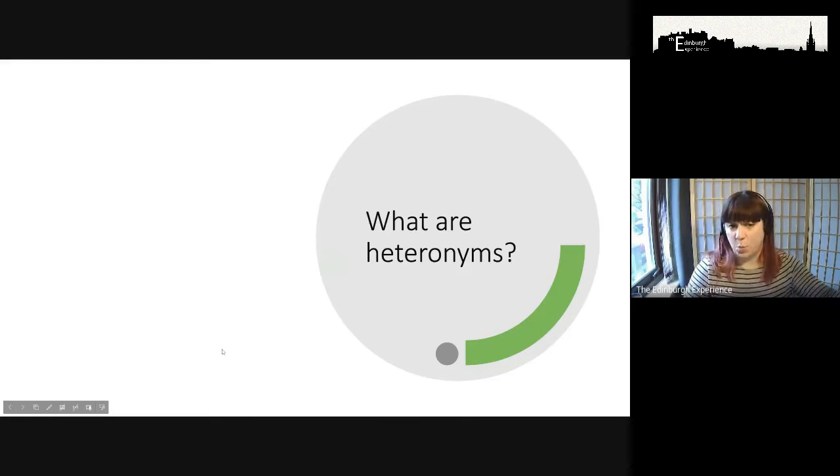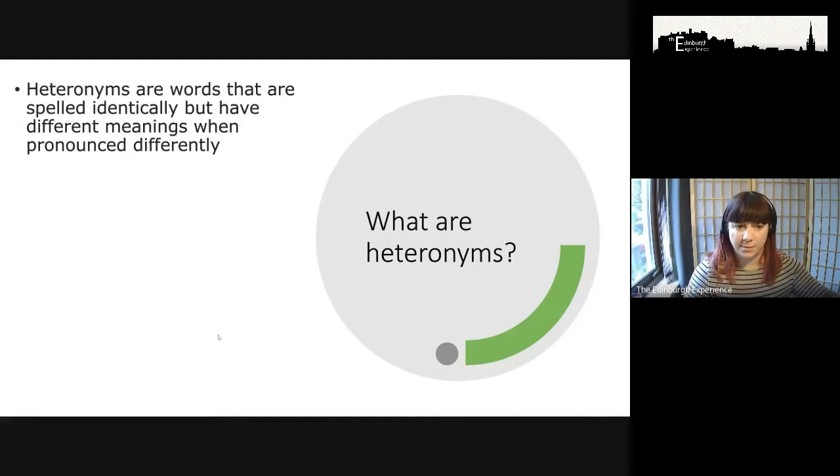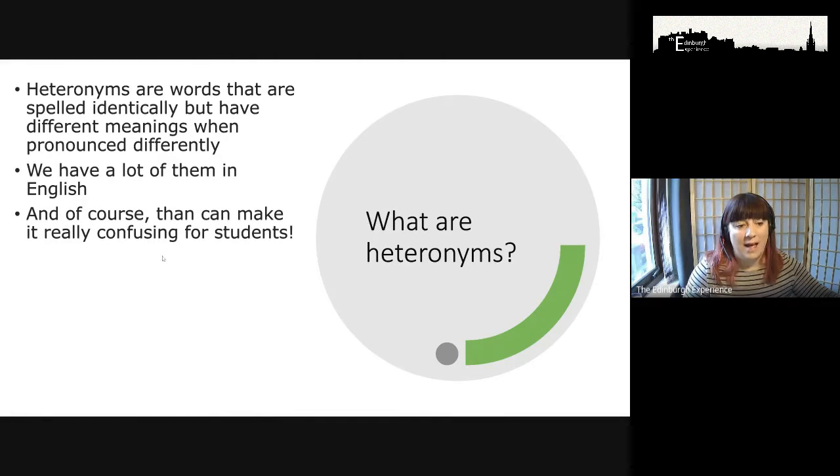So first of all, what is a heteronym? Heteronyms are words that have the identical same spelling, but the meaning is different, and also when you say them out loud, the pronunciation is different too. That's what can make them so tricky for people learning English. And we do have a lot of them in English, as I'm sure you're aware. I'll give you an example in a second.